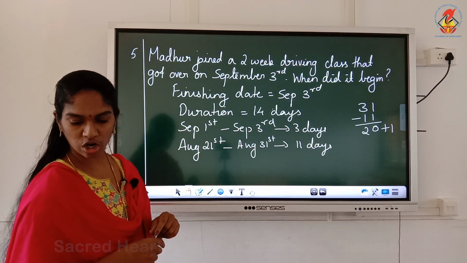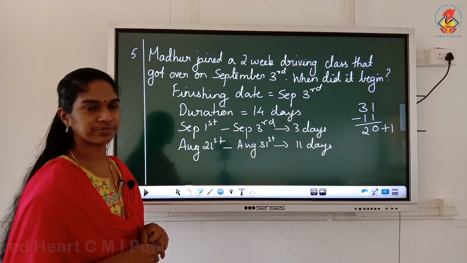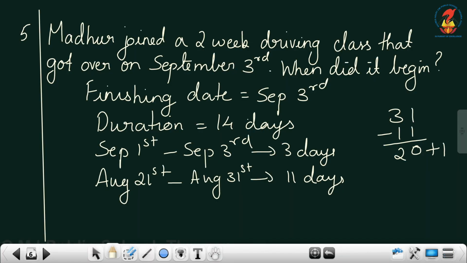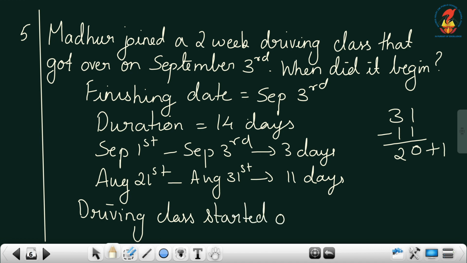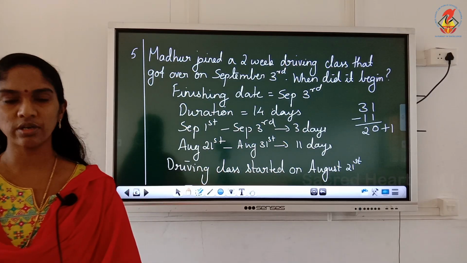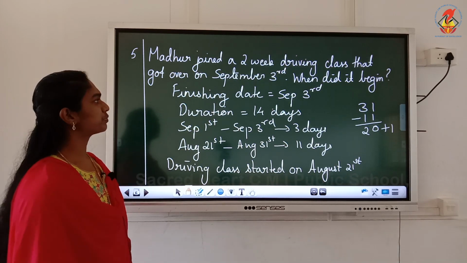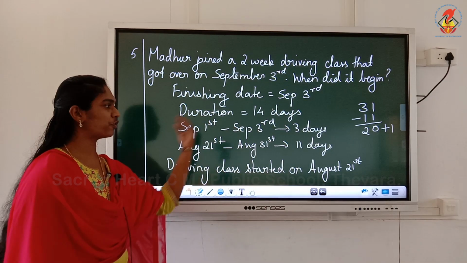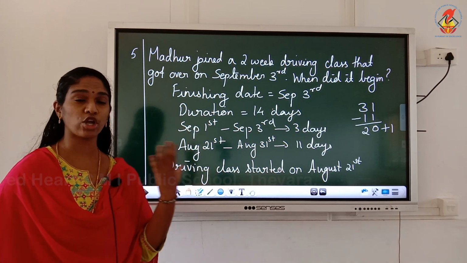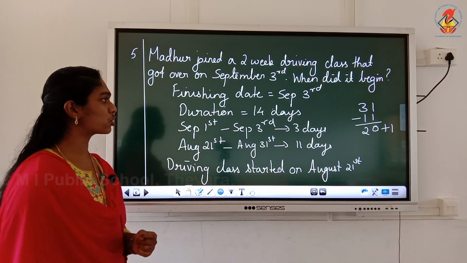Okay. So, when did she begin her driving class? Her driving class started on August 21st. Okay, children, driving class started on August 21st. Okay, understood? So this is how we find out the starting date or time or finishing date or time. I have given you one question as homework, do it.